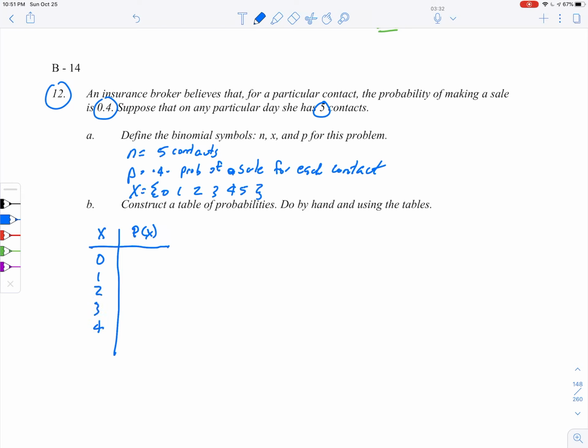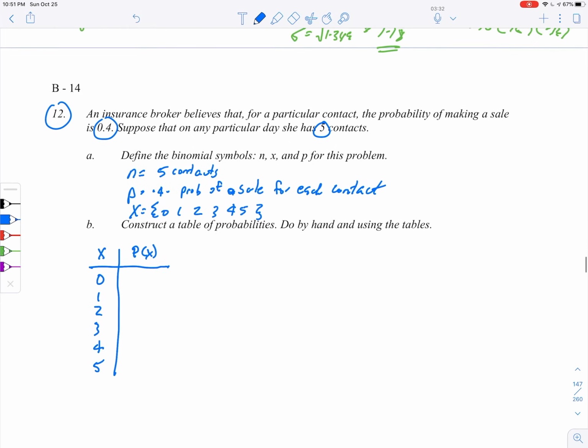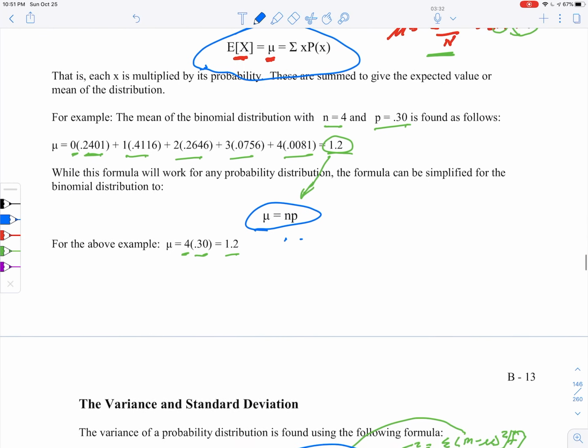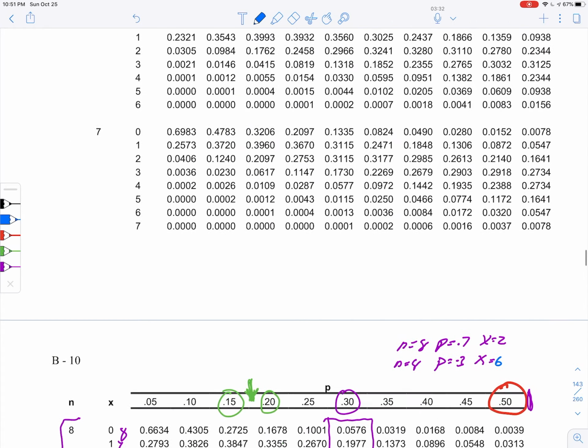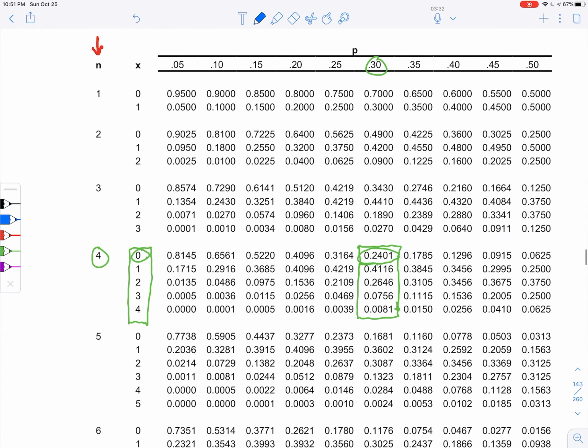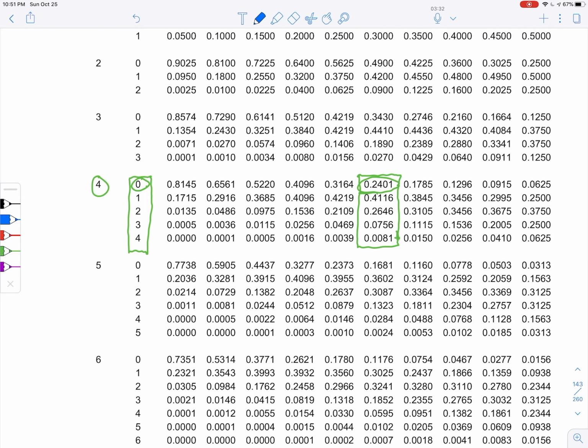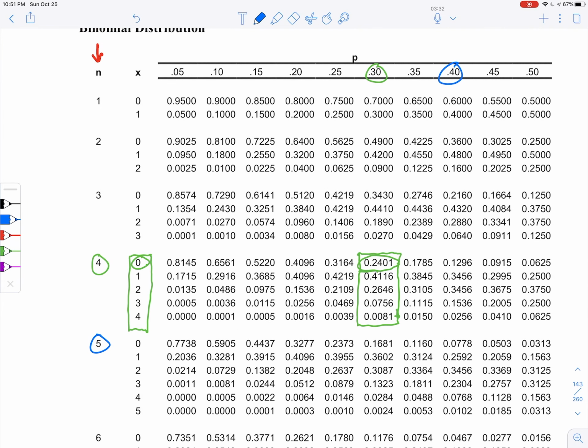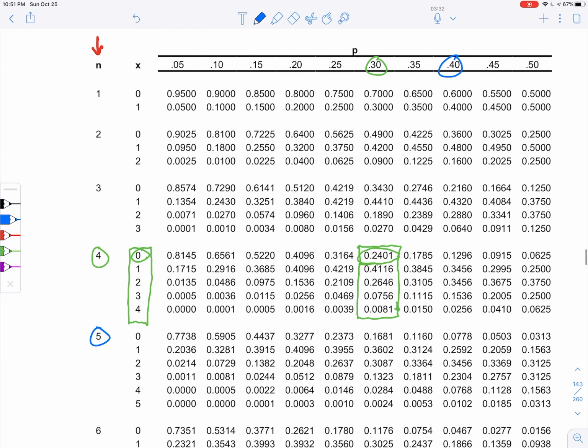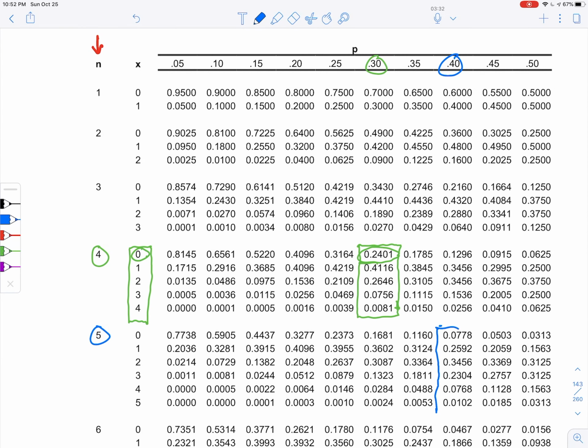So the values of x are 0, 1, 2, 3, 4, and 5. What we're going to do is go back to page P9 here, right there. And in this case, we're taking a look at n is equal to 5, p is equal to 0.4. So here are our probabilities right here, these guys right there, and they correspond to the x's over here. All right? So we're just going to transfer those over to the next page.